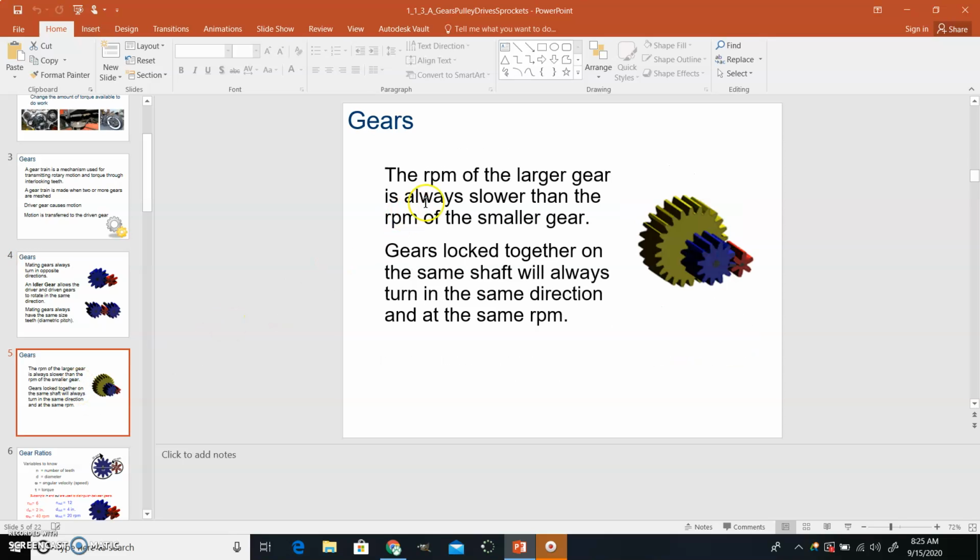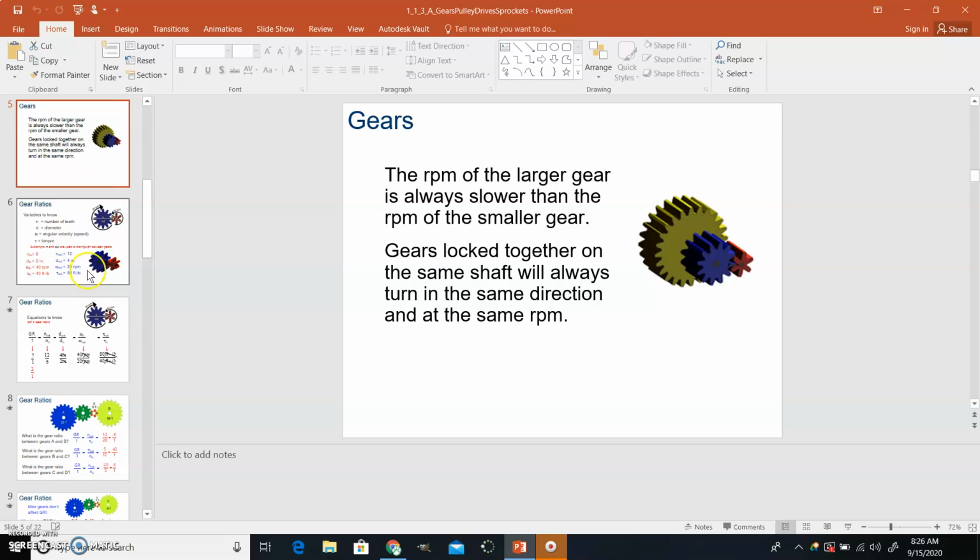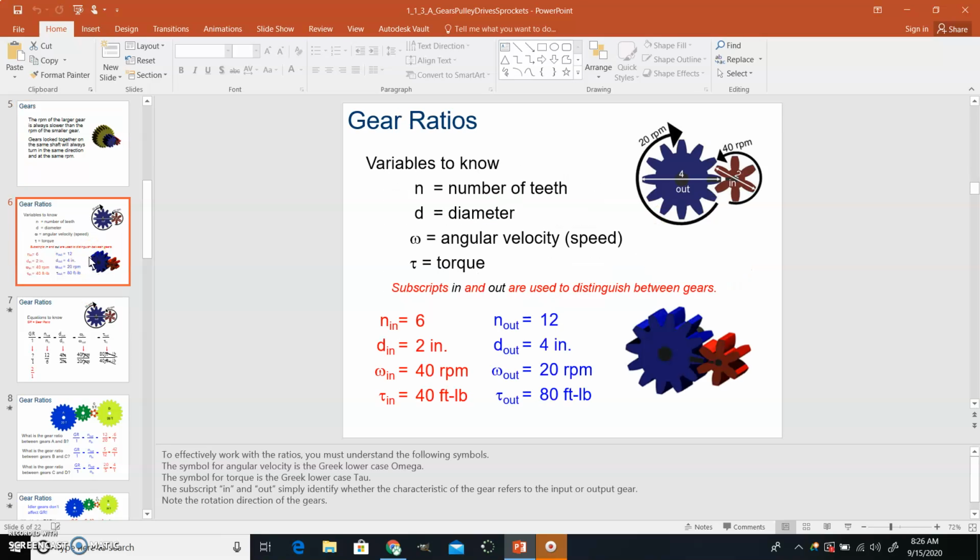That's good to know. The RPM of the larger gear is always slower than the RPM of the smaller gear, the revolutions per minute. That's kind of obvious when you think about it. It takes the bigger gear a longer time to make that full circle or to get all the way around. Gears locked together on the same shaft will always turn in the same direction at the same RPM. Okay, just some good information.